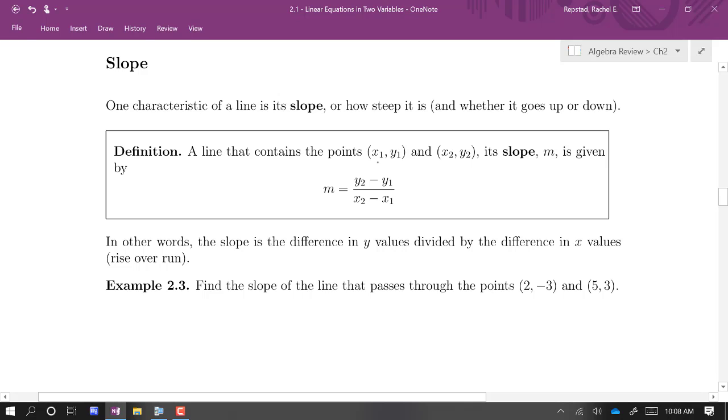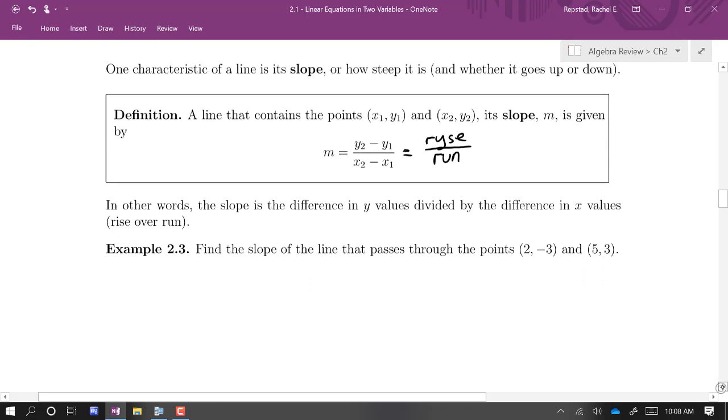If I know a couple of points on the line, say I know the points (x1, y1) and (x2, y2), we find its slope by just finding this fraction: y2 minus y1 divided by x2 minus x1. The difference in y's over the difference in x's. People usually refer to this as rise over run, which I'm going to misspell the word rise on purpose here. This is just a reminder that the y's go on top.